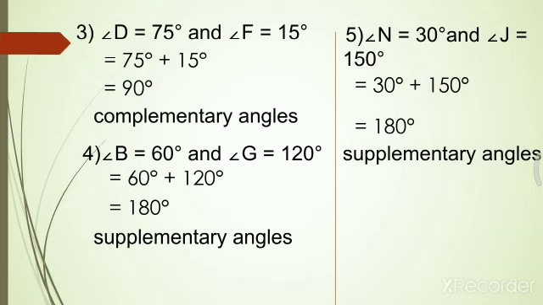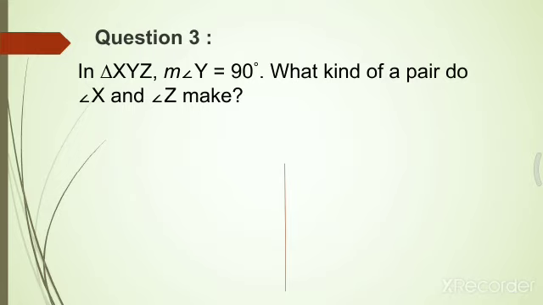Clear? Now let's see question number 3. In triangle XYZ, measure of angle Y is 90 degree. What kind of a pair do angle X and angle Z make? Now first of all, we will see what is given in your question. In your question, measure of angle Y is given, that is 90 degree. What you have to find out? You have to find out what kind of a pair angle X and angle Z will make. Clear?